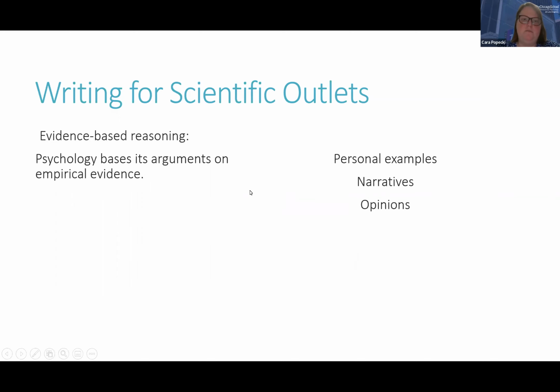Good question though. One more thing for scientific outlets, we want to use evidence-based reasoning. So psychology bases its arguments on empirical evidence. So that means things like personal examples, narratives, and opinions.